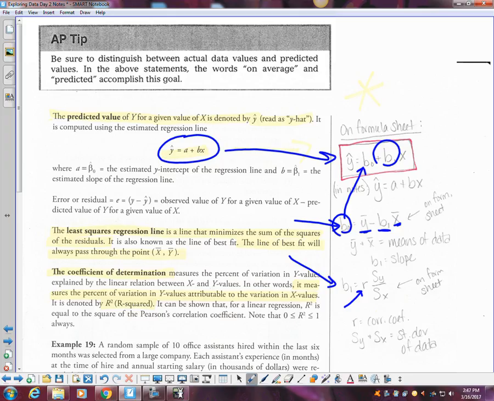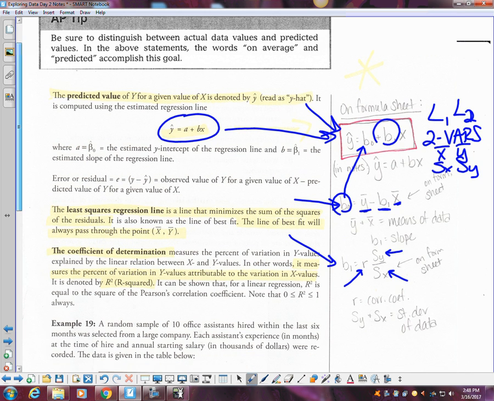Now R, we just talked about how to find R. S sub y is the standard deviation of your y's, and S sub x is the standard deviation of your x's. So when I have my L1 and my L2, I need to do two variable stats because I need X bar, Y bar, S sub X, and S sub Y to be able to find all of this information. All on your formula sheet.